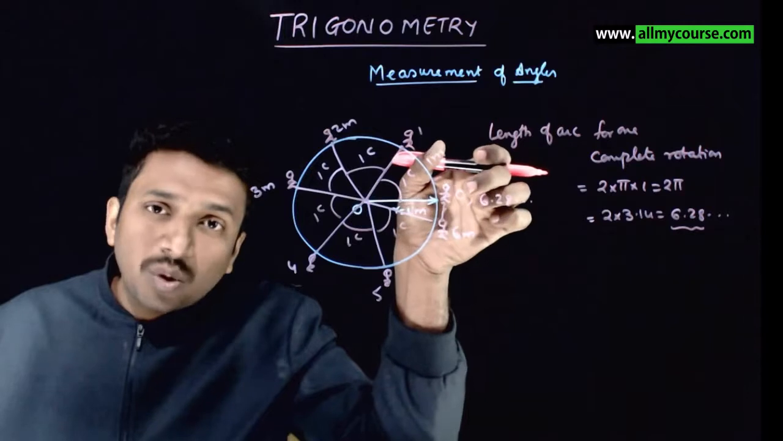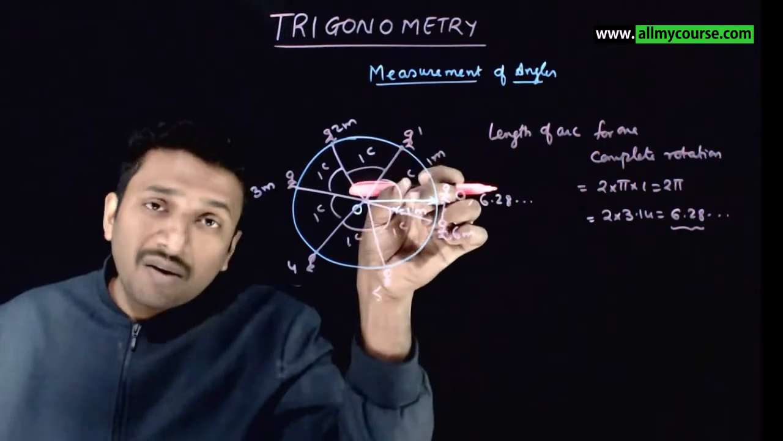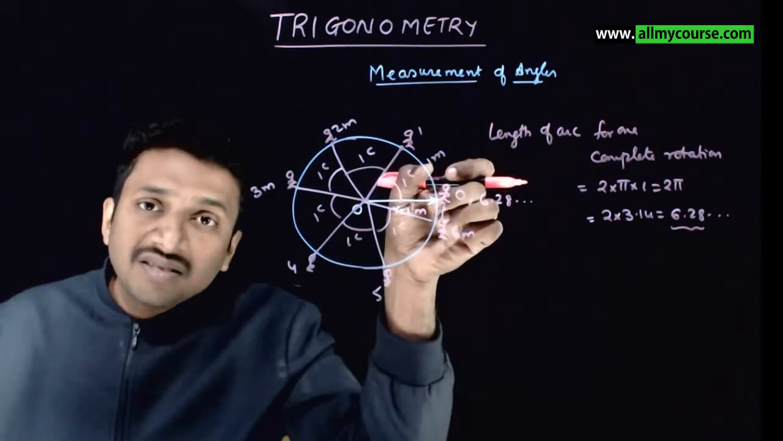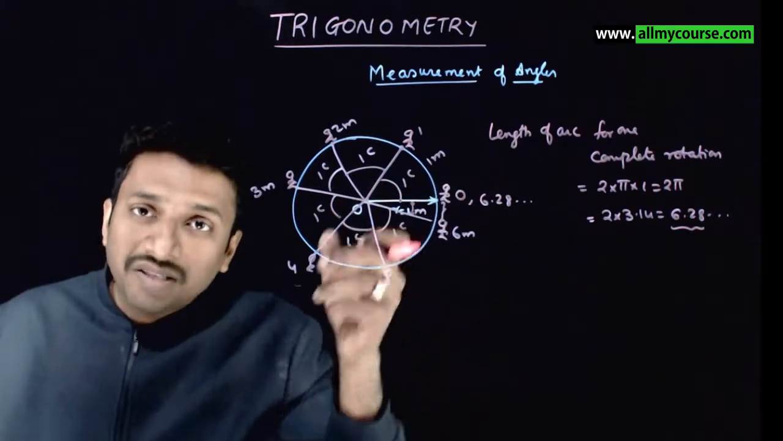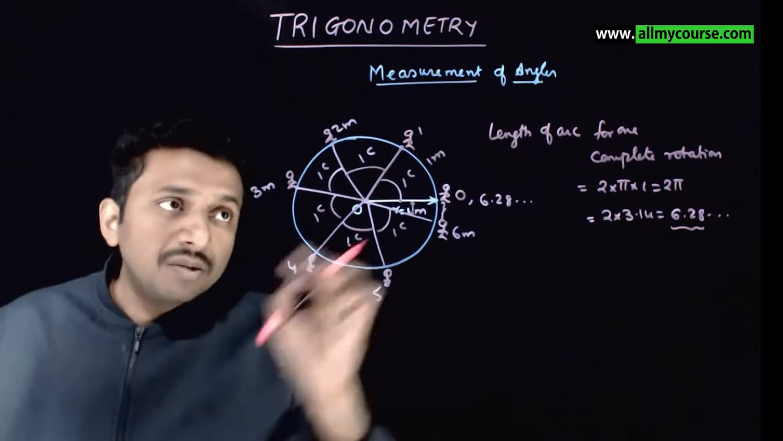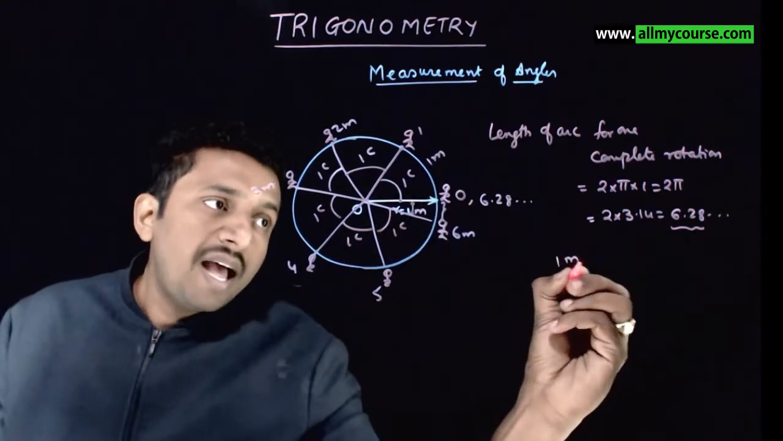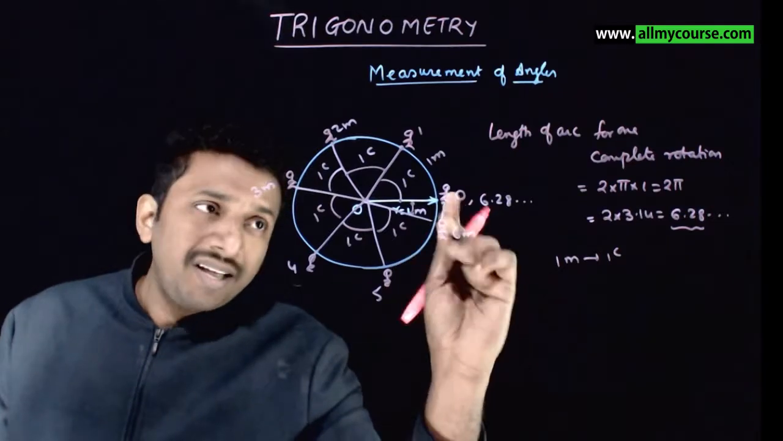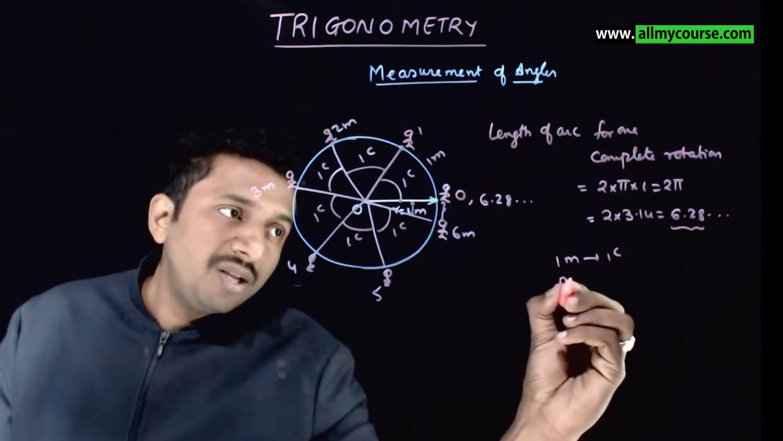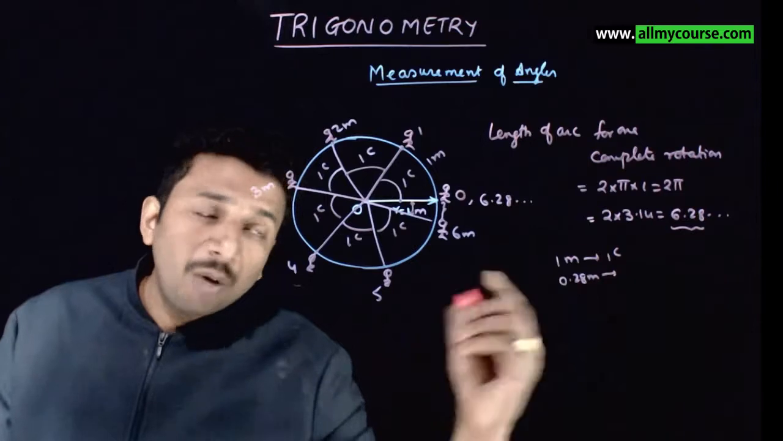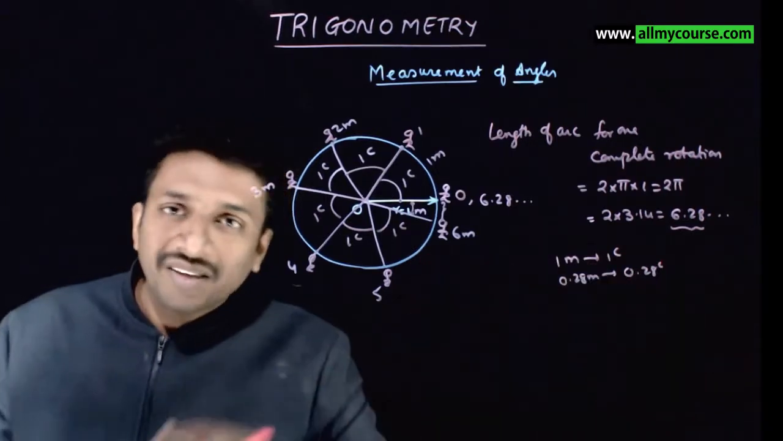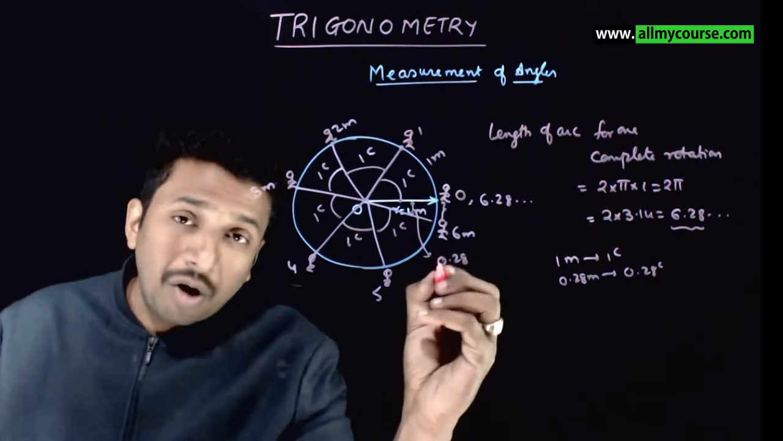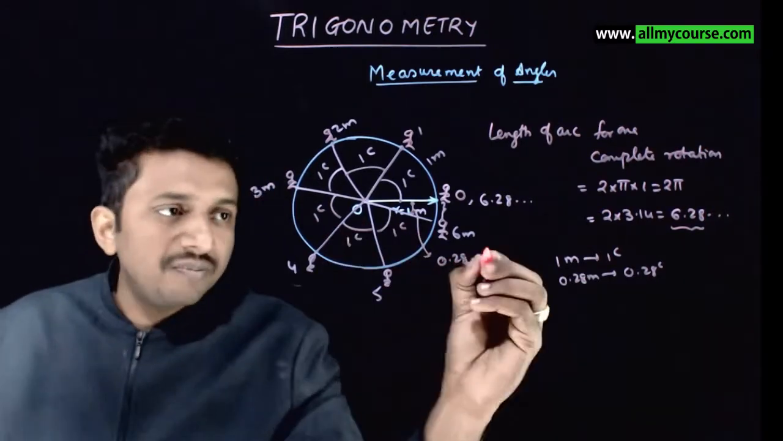If the distance is 1 meter, I cover 1 radian. If the distance is half a meter, obviously I'll cover half a radian. If the distance is 0.25 meters, I'll cover obviously 1/4 radian, and so on. So corresponding to 1 meter, I cover 1 radian. Corresponding to 0.28 meters, I cover how many radians? 0.28 radians, right? So this small angle is approximately equal to 0.28 radians, not exactly.